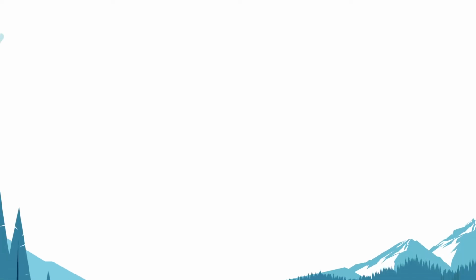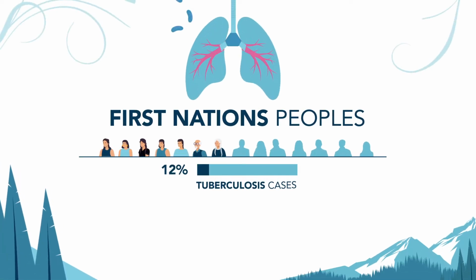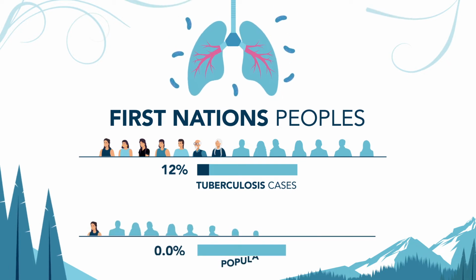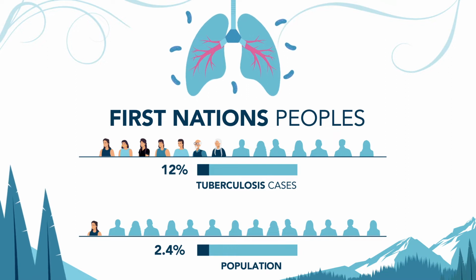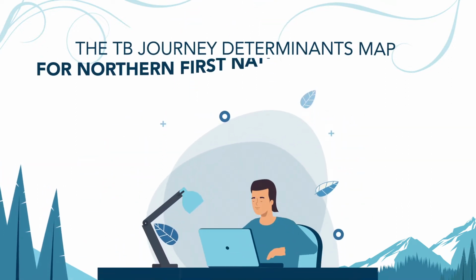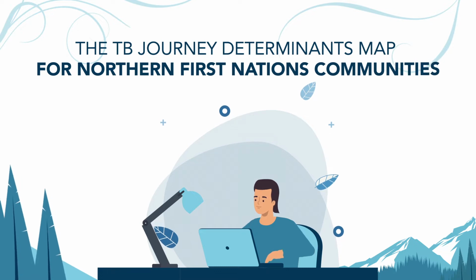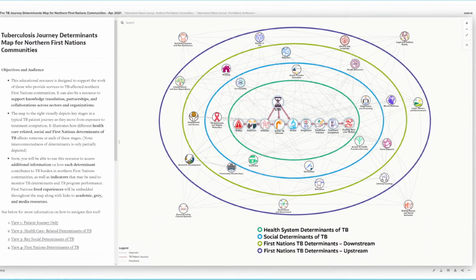In 2016, First Nations peoples accounted for over 12% of the Canadian-born cases of tuberculosis, even though they comprise only 2.4% of the population. The TB Journey Determinants Map for Northern First Nations communities is an educational resource for service providers to TB-affected First Nations communities.